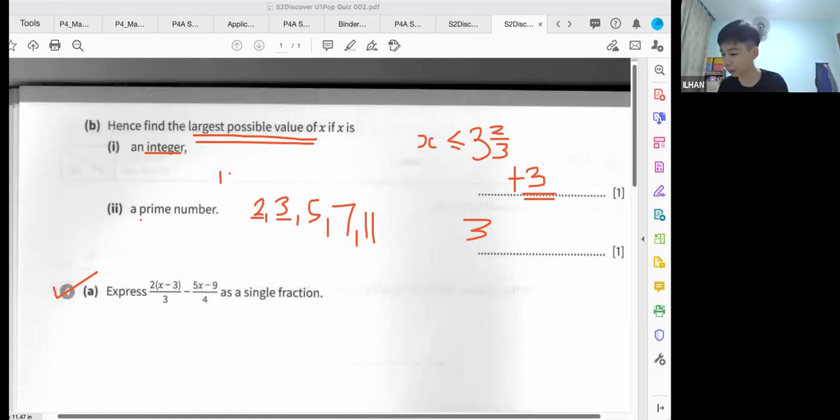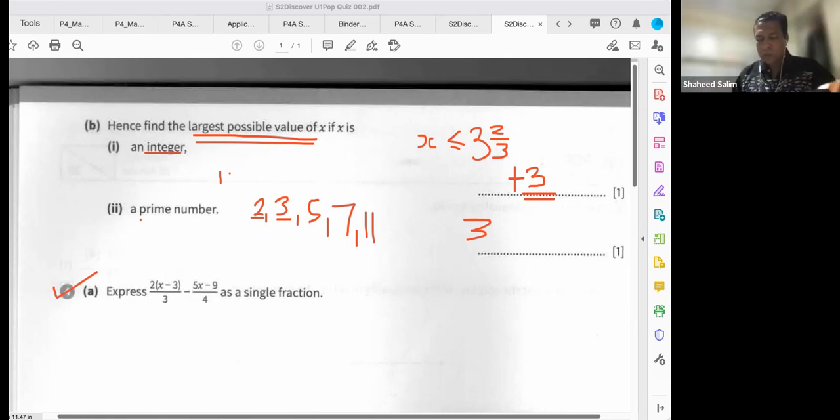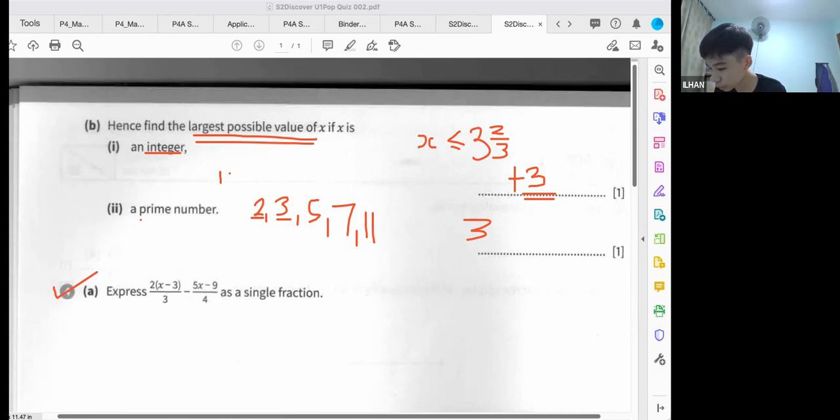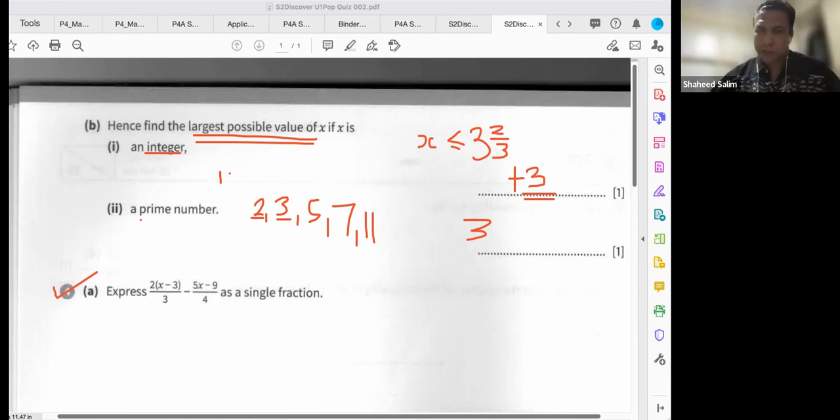Mr. Shay, I'm not sure if my answer is right. Okay, what's the answer? Negative 7x minus 3 over 12. Okay, everything is correct except for one. It's supposed to be plus. It's supposed to be plus 3. Can you just check whether there's a mistake there?